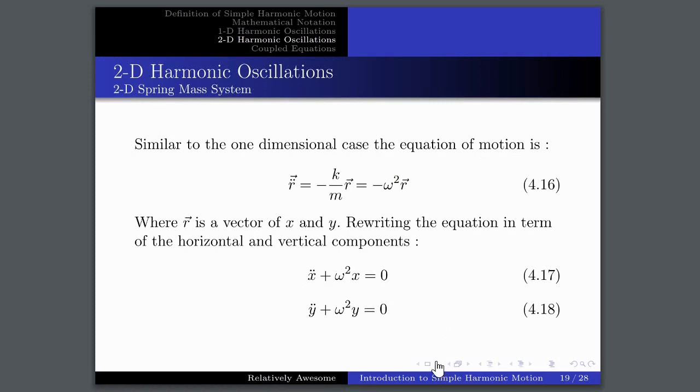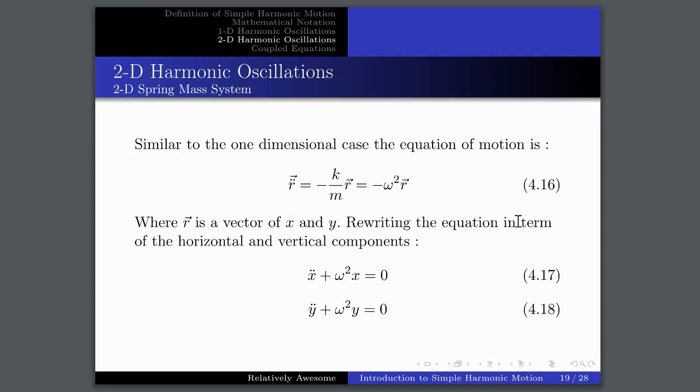The next case of two-dimensional harmonic oscillator is a little bit more difficult, but I believe it is geometrically very beautiful. Similar to the one-dimensional case, the equation of motion in a 2D spring-mass system is r double dot equals minus k over m r. The r vector is a vector of x and y.